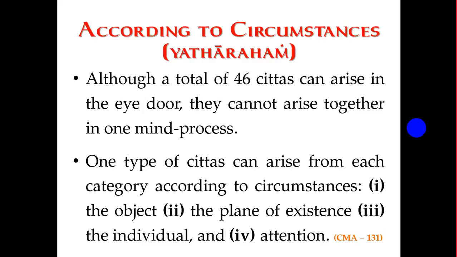If your attention is good, good javana citta will arise. Attention here means the determining citta. If your determining citta is not good, then unwholesome javana arises; if it is good, wholesome javana, right? So only one type of citta can arise from each category. Each category means the different categories: seeing, receiving, investigating, determining, and then javana, registration. So only one type of citta. Therefore, when we talk about the mind process, we cannot take every citta, only one type of citta from every category, right?